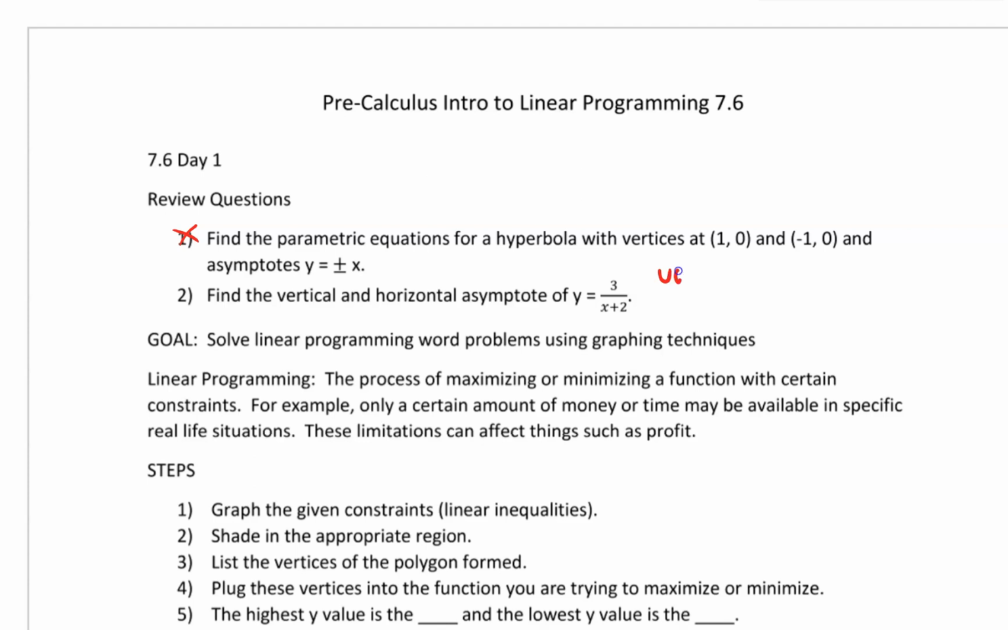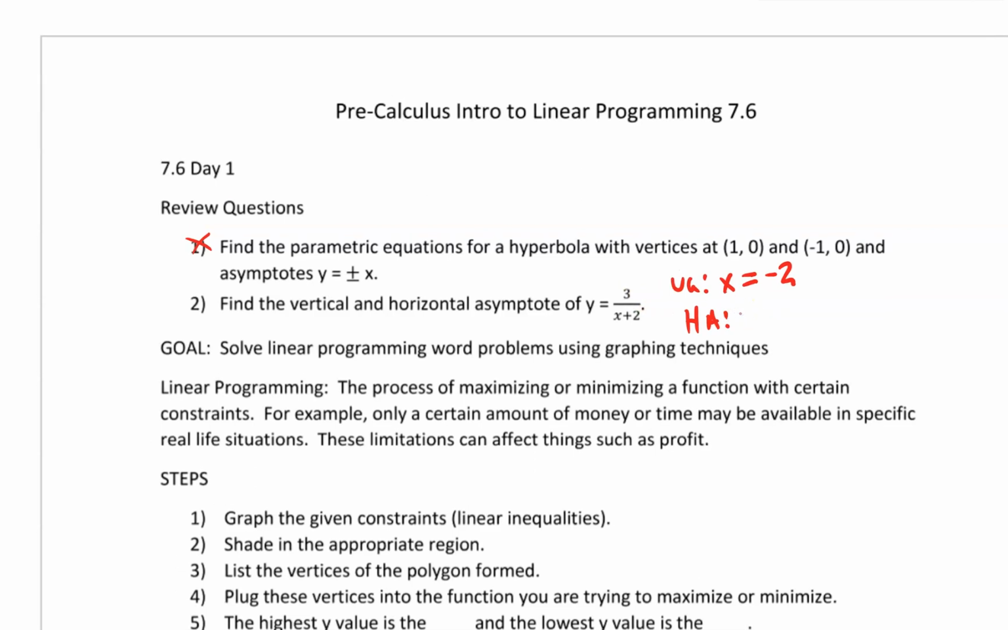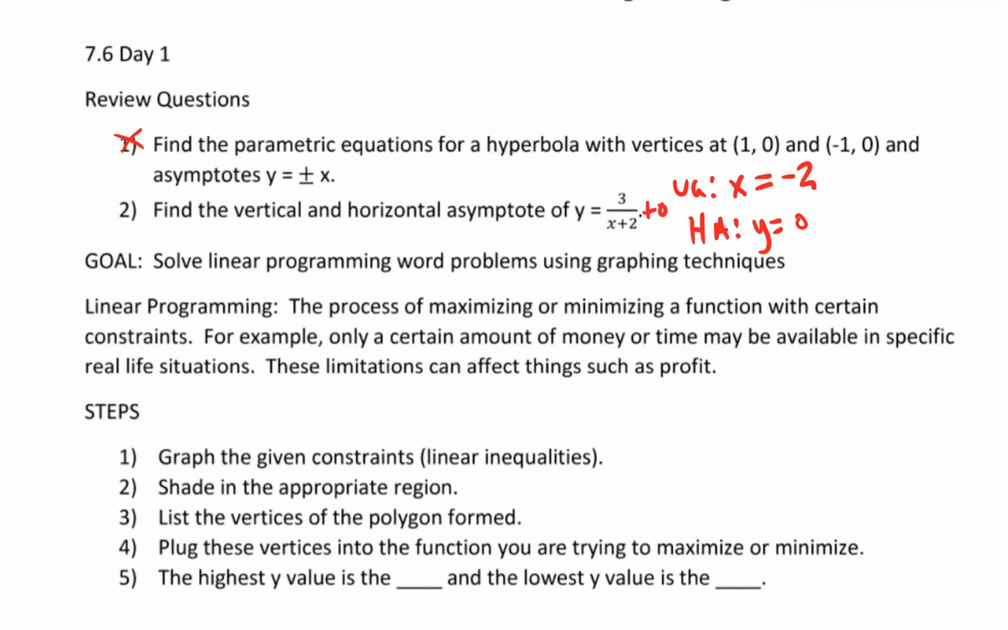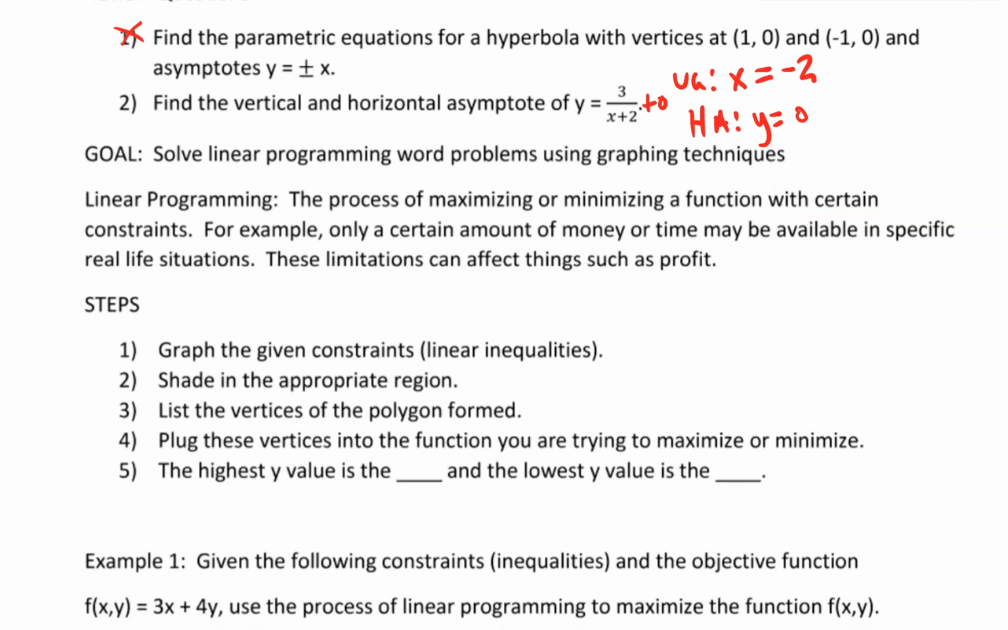The vertical asymptote here, this is the HK form, so that means x is going to equal whatever makes the bottom 0, which would be -2. And our horizontal asymptote, in this case, an HK form of a graph, means y is equal to +0 out here on the end. So y would be 0. That'd be your horizontal.